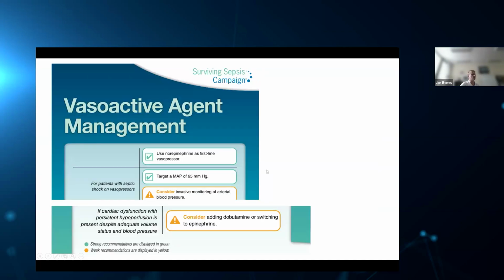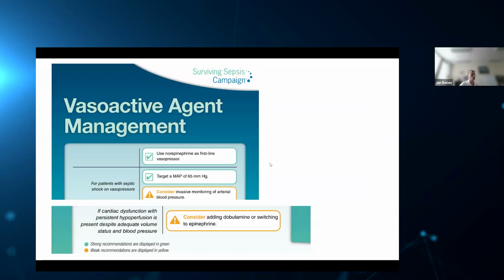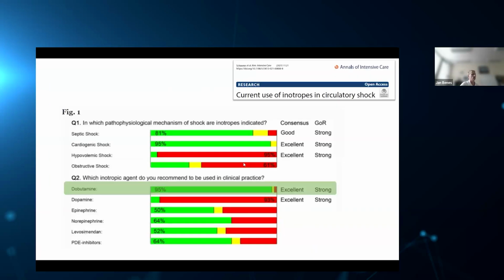You may add inotropes, and we have different inotropes: dobutamine, adrenaline, milrinone and levosimendan. Basically, these 4 drugs are on the shelf for us at the moment. The guidelines give you 2 possibilities: either adding dobutamine or switching to or adding epinephrine. The experts are more in line with adding dobutamine.